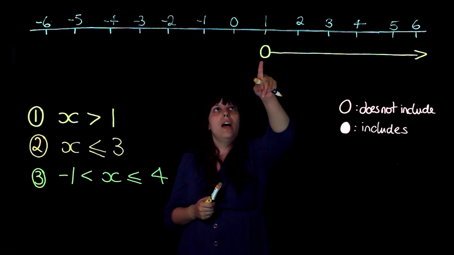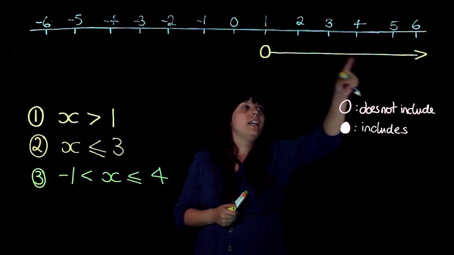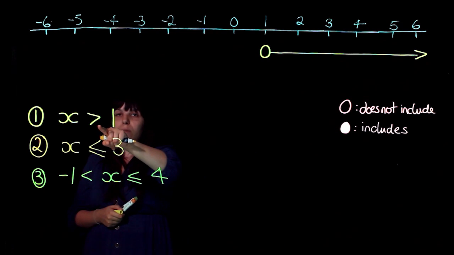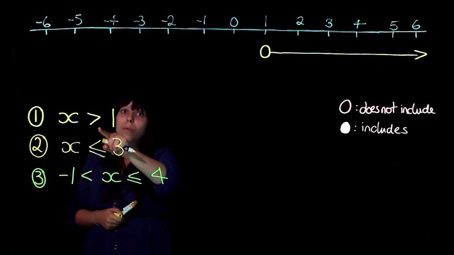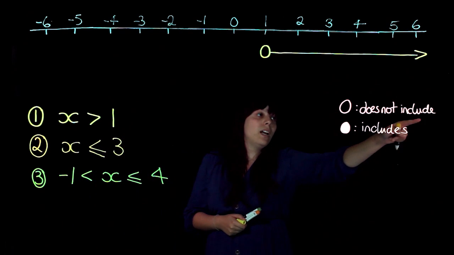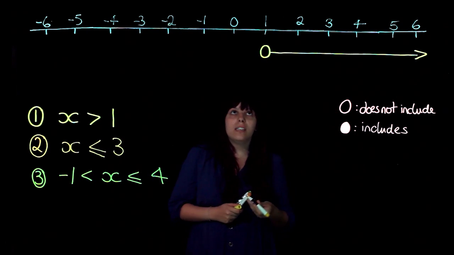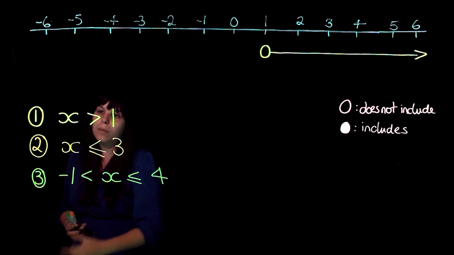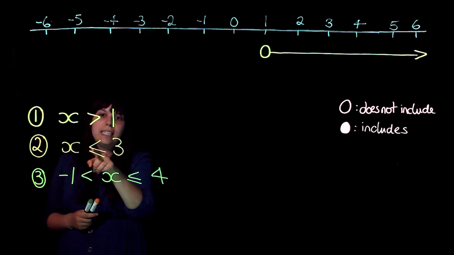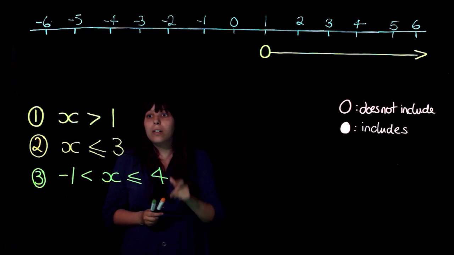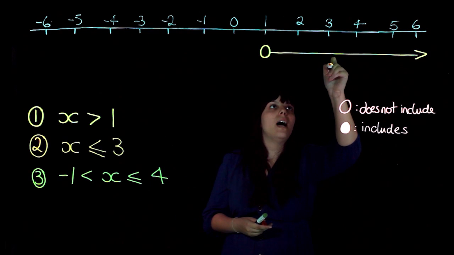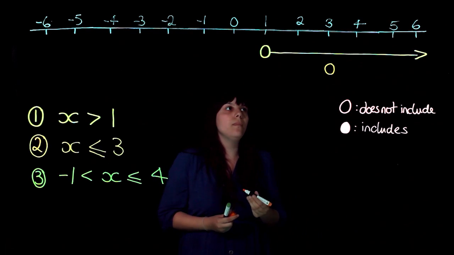So at the moment I've got x is greater than 1. Now the next thing I need to do is check, is it meant to be equal to? Well, in this case, no, it's not. So it does not include 1, so I leave my circle open. Now if I look at my second example, x is less than or equal to 3. So I'm going to go to 3, which is over here, and put my circle.